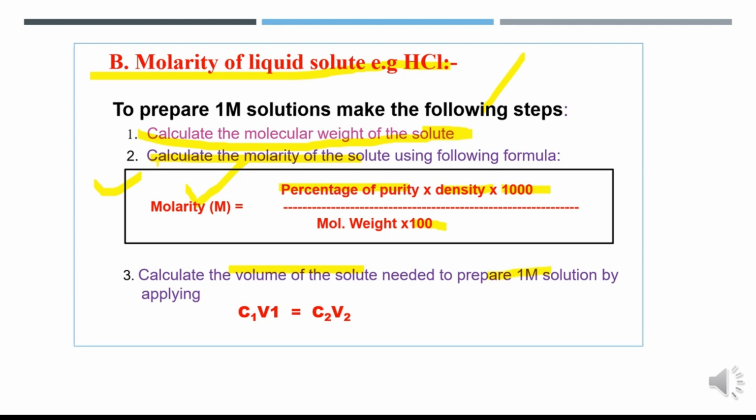So this you can calculate by applying the dilution equation, that is C1 V1 is equal to C2 V2. C1 is the concentration of concentrated HCl. V1 is how much volume you will take from the concentrated bottle to prepare the concentration C2. So C2 is here 1 molar, and V2 is how much solution you have to prepare, for example 100 ml.